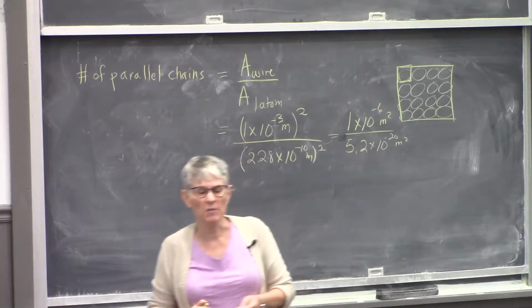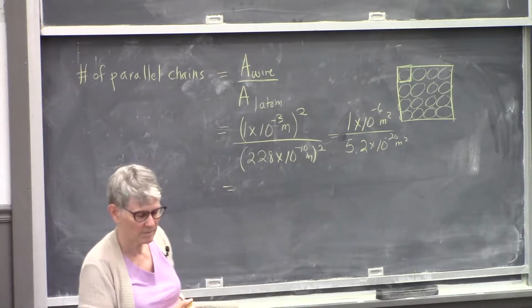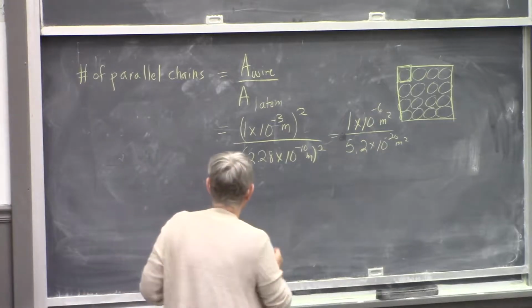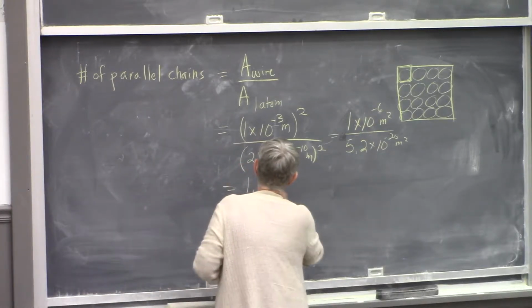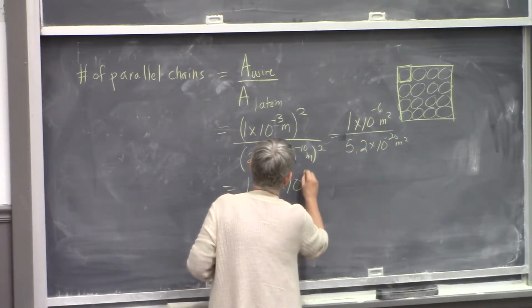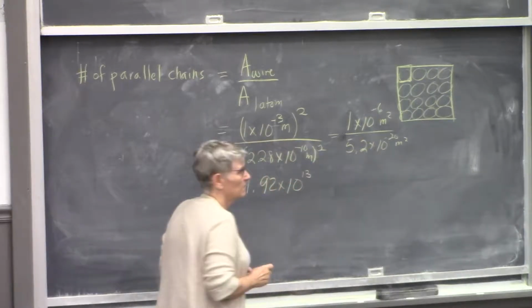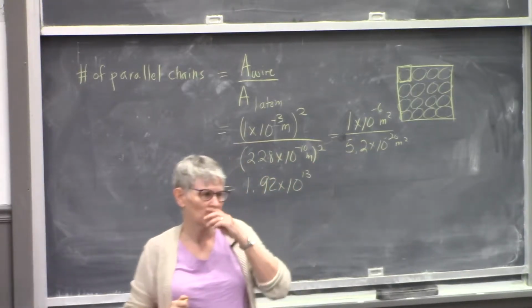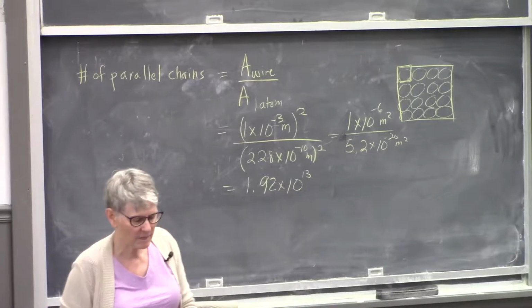And so it's going to be a big number, right? About 1.92 times 10 to the 13th. Because atoms are really small.